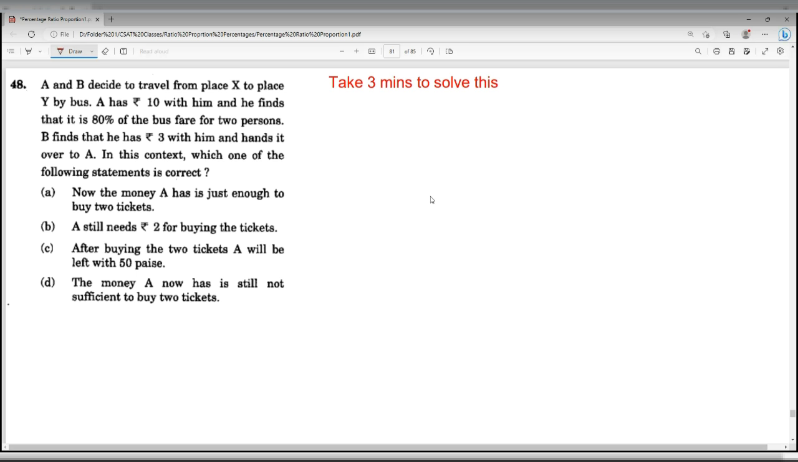So what they are saying in the first sentence is, A and B decide to travel from X to Y by a bus. A has 10 rupees with him and he finds that it is 80% of the bus fare for 2 persons. This 10 rupees is equal to 80% of the fare of 2 persons. So the fare for each person is the same. Let the fare be F. So 2 persons is 2F. This is 80%, 0.8 into 2F. This is 1.6F.